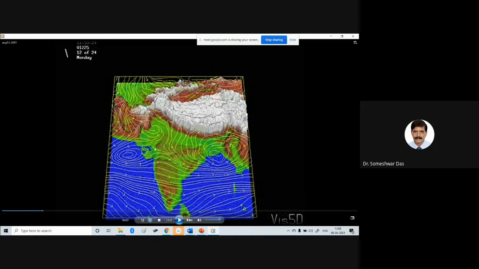So this is a typical synoptic situation of an active monsoon season, okay? And let's see how these streamlines evolve with time as the model is integrated with time. This animation was produced by a software called Vis5D. Nowadays, Vis5D is a little bit old software.